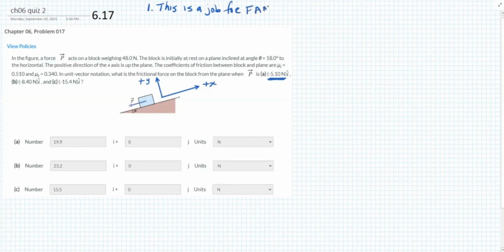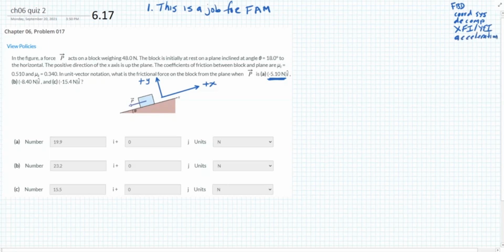And we have all of the force analysis method recipe items. There's the free body diagram. There's the coordinate systems. It's only one body. There's decomposition. There's the inventories. And then there's the acceleration statement. And then there's crunching. So this really should be familiar to you. All right, so this is a job for FAM.